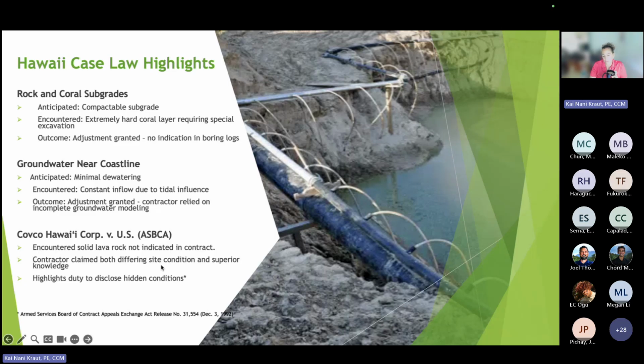This case actually happened in the 90s, so I was trying to find the write-up, but the contractor encountered solid lava rock that was not indicated in the contract. The interesting part of this, and this is the part that's going to be difficult with DOT, is the contractor claimed both differing site and superior knowledge. And we talked a little bit about superior knowledge last time.